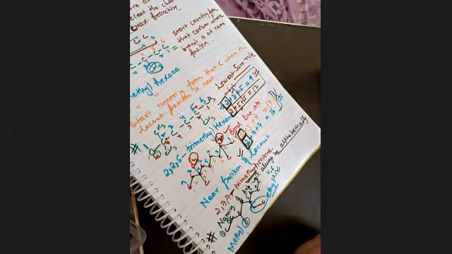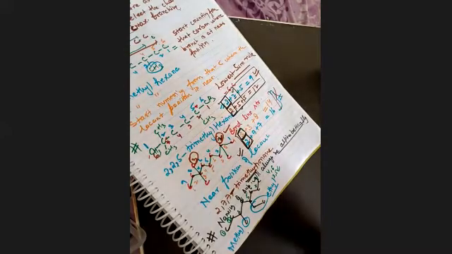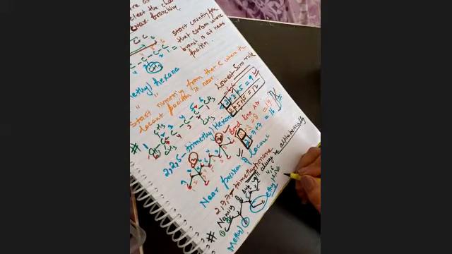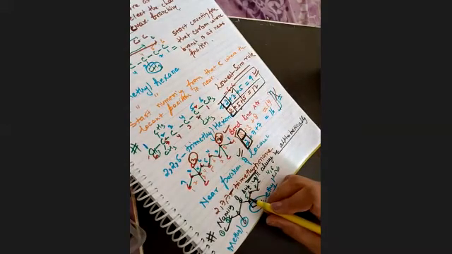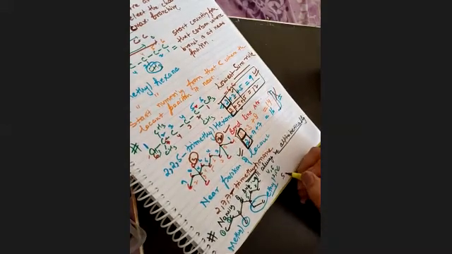Let's just start the nomenclature. If we go alphabetically, ethyl will come first. So the nomenclature will be: at which place is the ethyl group present? 5-ethyl.